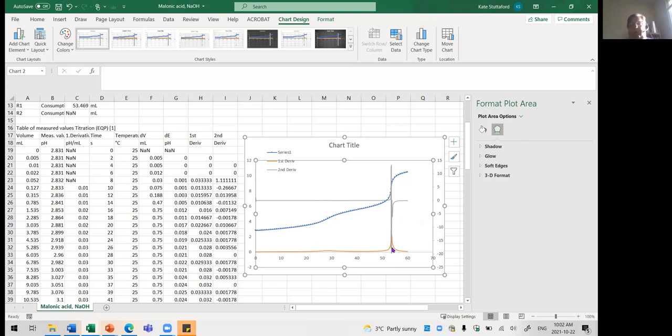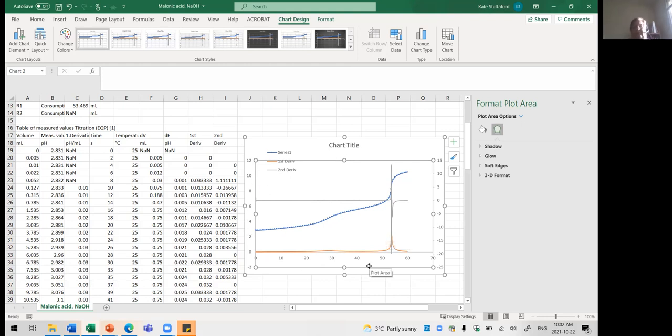For the first derivative, it's important to see where it's at a maximum. So you want to make sure you're definitely showing where it's at a maximum, or at a minimum if you were dealing with a titration of a base. Okay, so I hope that covers everything for the derivative plots. Pretty easy to do the math, and then do the graph. Make sure again that you put on a title, that you label the axes.